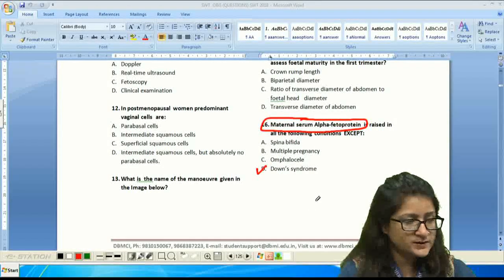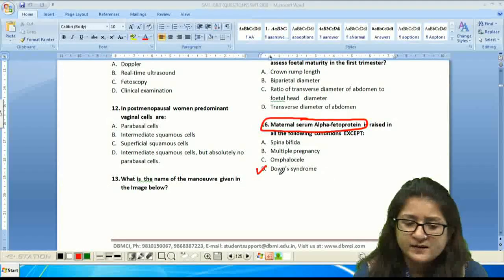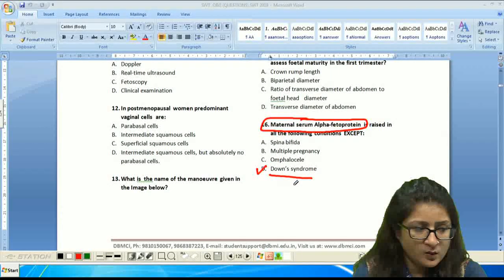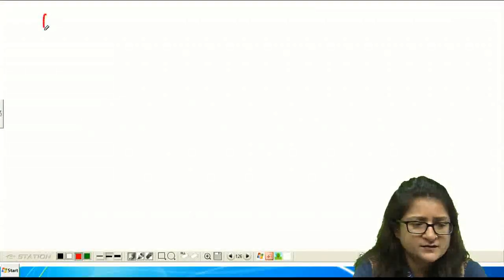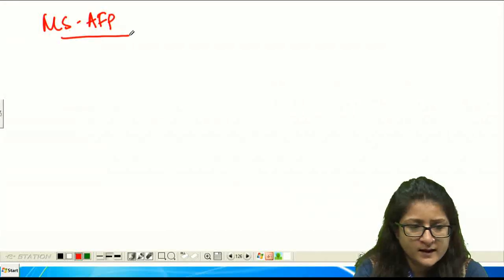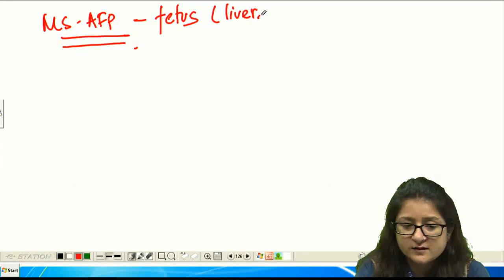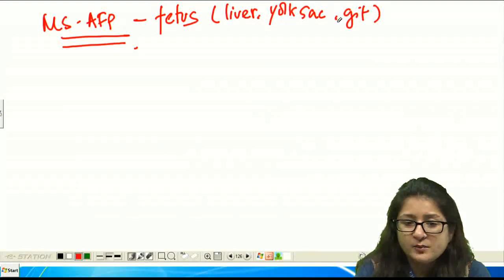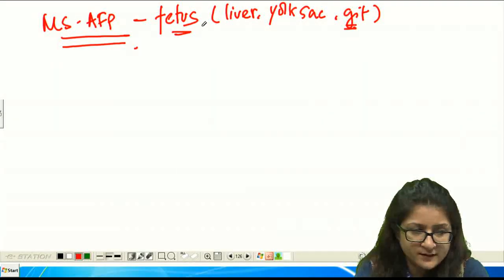Okay, so coming to this question, let me tell you some important points about alpha fetoprotein. Mostly the questions are asked in this scenario only, where it is raised and where it is low. First of all, as far as maternal serum alpha fetoprotein is concerned, it is synthesized by the fetus: the fetal liver, the fetal yolk sac, the fetal GIT. So any developmental problem with the fetus will lead to increased levels of AFP.